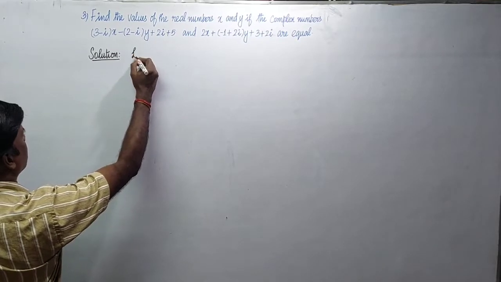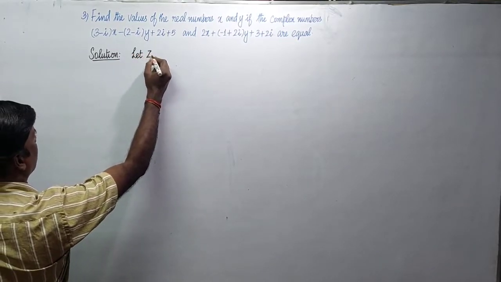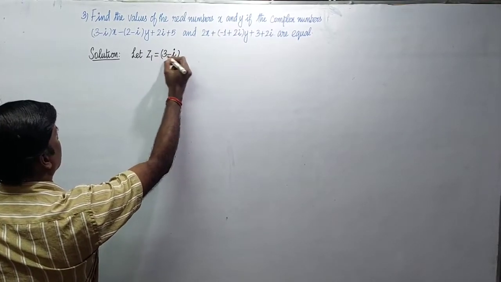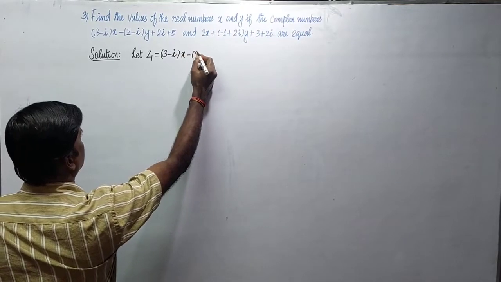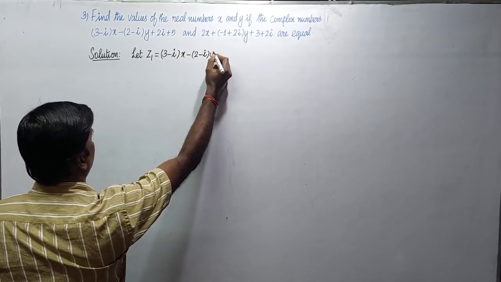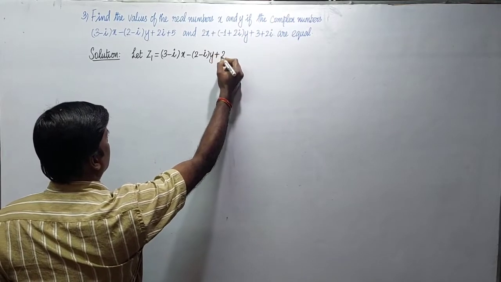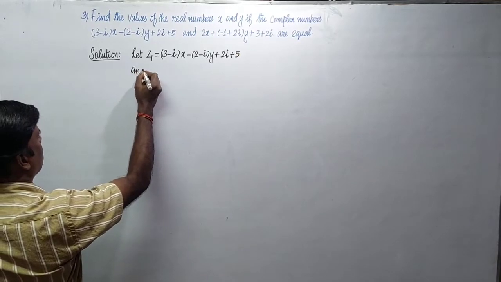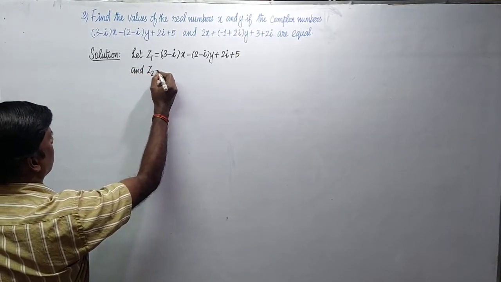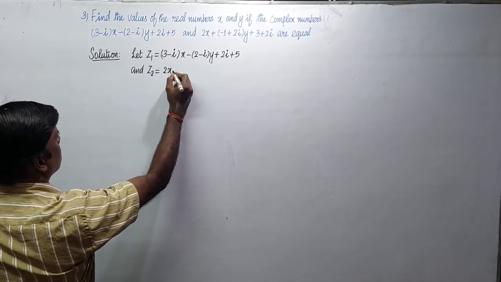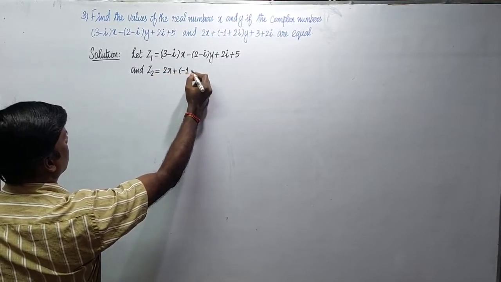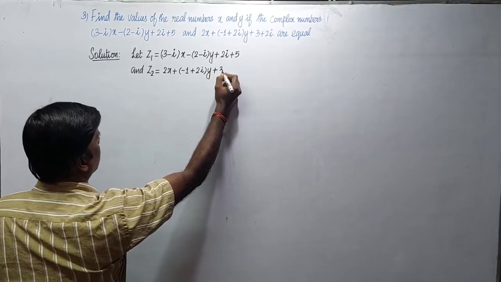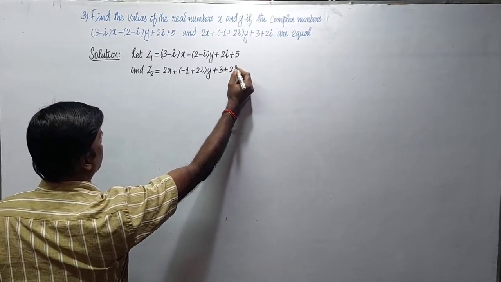So let us assume the first complex number as z1. Let z1 is equal to (3 minus i)x minus (2 minus i)y plus 2i plus 5, and assume the second complex number as z2, and z2 is equal to 2x plus (minus 1 plus 2i)y plus 3 plus 2i.